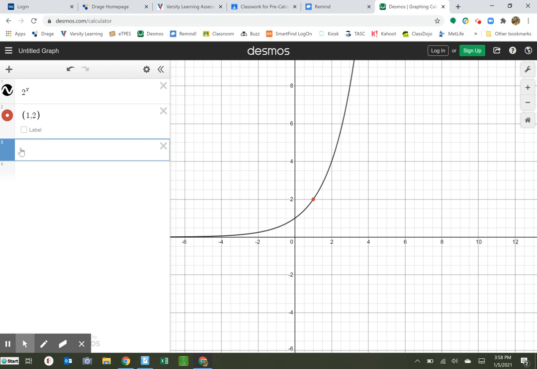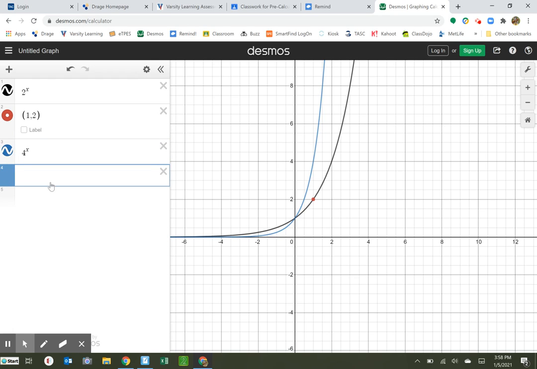So let's take another look at 4 raised to the x power. There's another graph, that's the blue one. Again, please note that it goes through the point 0, 1. And take a look at what happens where x is 1. Well, it actually hits 1, 4. So that's interesting that the graph of 4 to the x hits 1, 4. The graph of 2 to the x hits 1, 2.